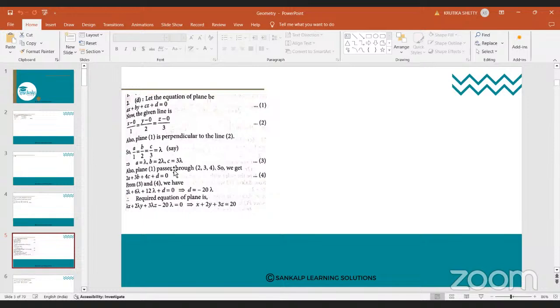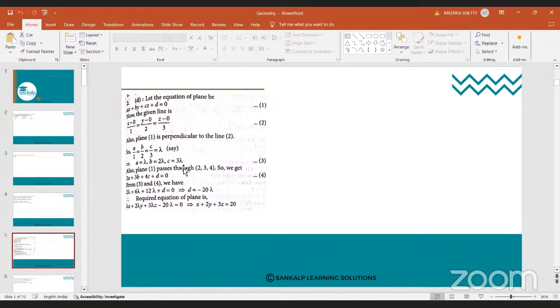And see, second hint, what is given? Equation 1, it is passing through the point what? 2, 3, 4. So we need to replace x, y, z with 2, 3, 4. So we get 2a plus 3b plus 4c plus d equal to 0. Now from equation 3 and 4, we are replacing a with lambda, b with 2 lambda, c with 3 lambda. So we get 20 lambda plus d equal to 0, or on simplifying, we get d equal to minus 20 lambda.